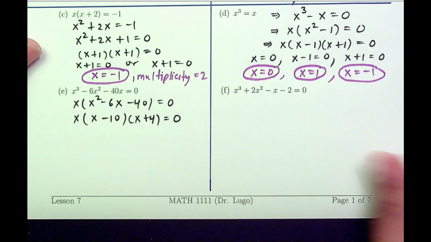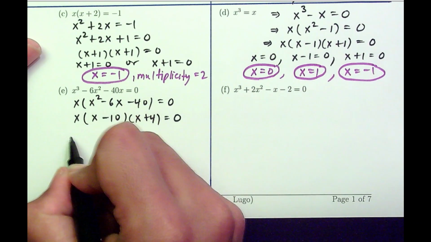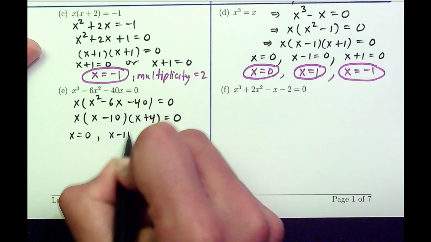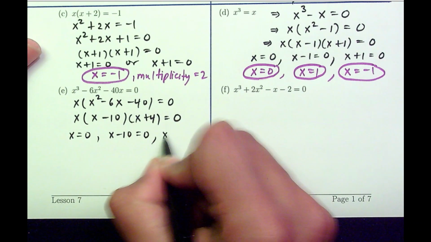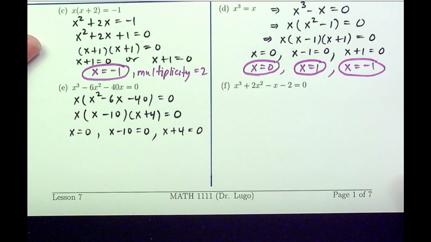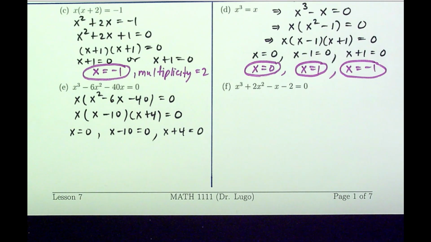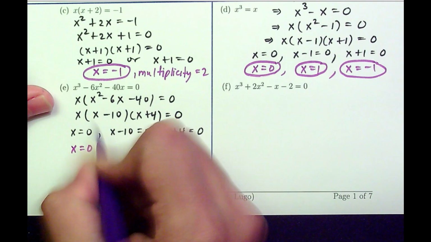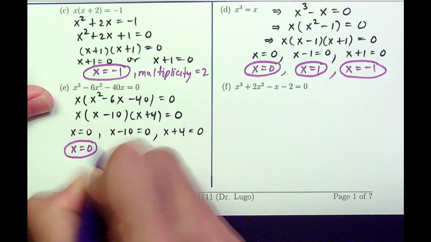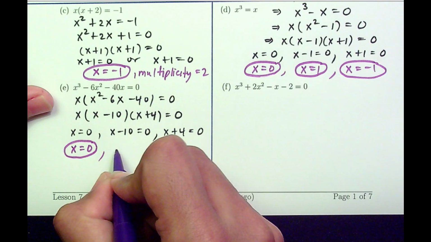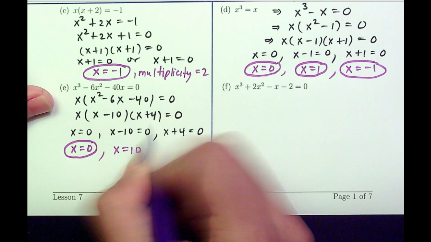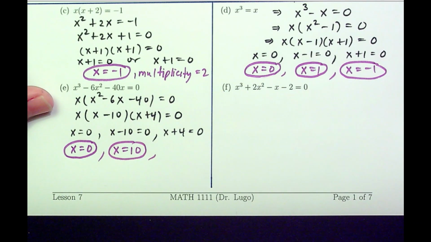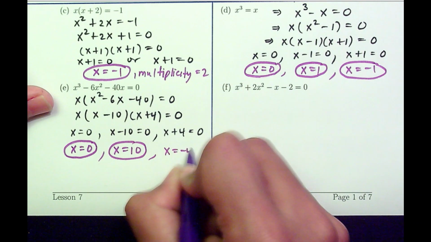And then once you have factored, set each of the factors equal to 0. So that means x equals 0, or x minus 10 equals 0, or x plus 4 equals 0, and then solve each of these. The very first one, it's already done, so that's one solution. The next one, adding plus 10 on both sides, that gives us x equals 10. And the third one gives us x equals -4. So again, this one had 3 solutions.